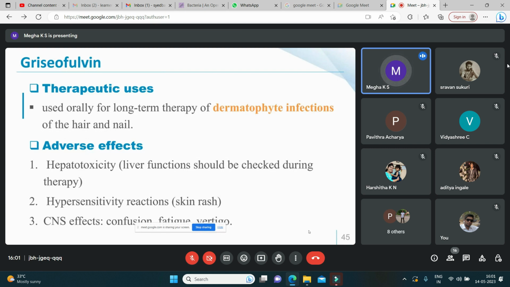Then adverse effects: hepatotoxicity, that is, liver function should be checked during therapy. And hypersensitivity reactions such as skin rashes, etc. And CNS effects: fatigue, etc.